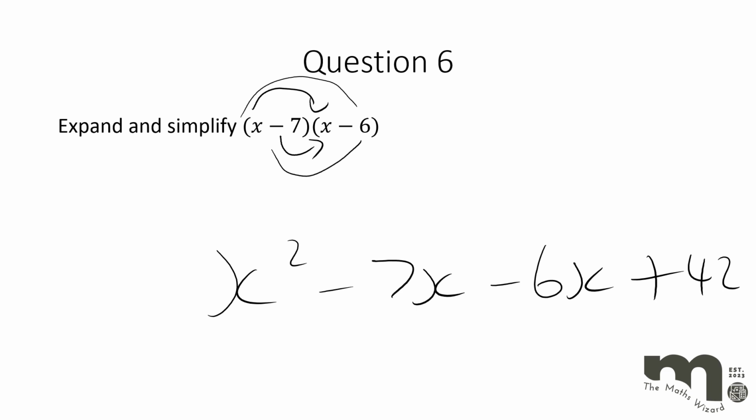So now we've got to do a bit of simplifying. So we've got x squared, we've got 7x minus 6x, which will give you minus 13x. And then you've got your 42 on the end there. Okay, and that is all of your examples there.